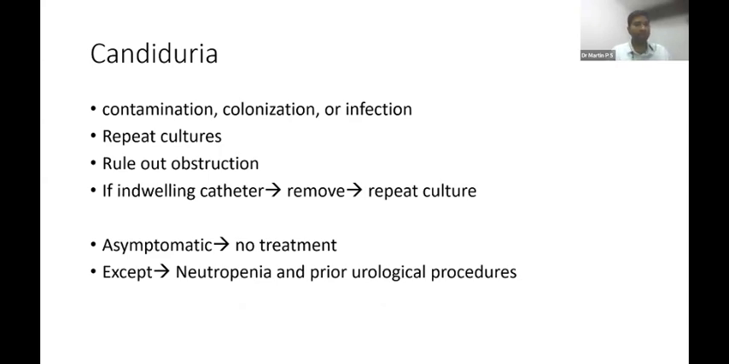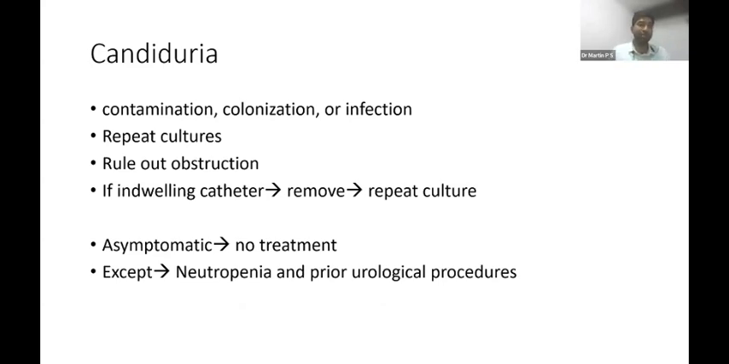Whenever you get candida elements in urine, one important thing that you always have to rule out is whether there is some form of obstruction in the urinary tract, or any indwelling catheter, or any indwelling device. All these foreign bodies can help to harbor the infection again and again.